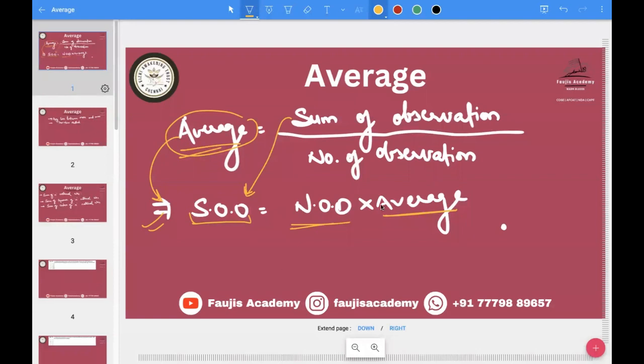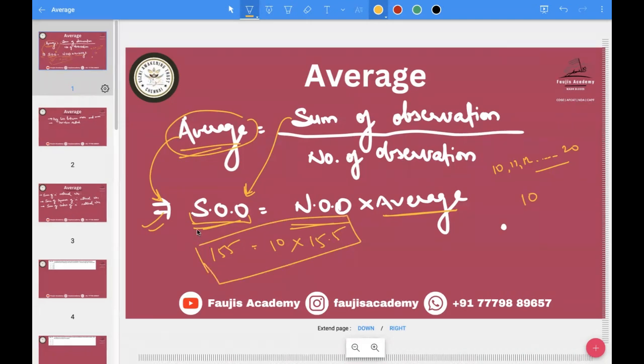Average in that question: 10, 11, 12 up till 20. The sum of all the observations was how much? 155. Okay. We got the number of observations. We had how much? 10 observations. And the average, how much did we get? 15.5. It's the same for boys and girls.